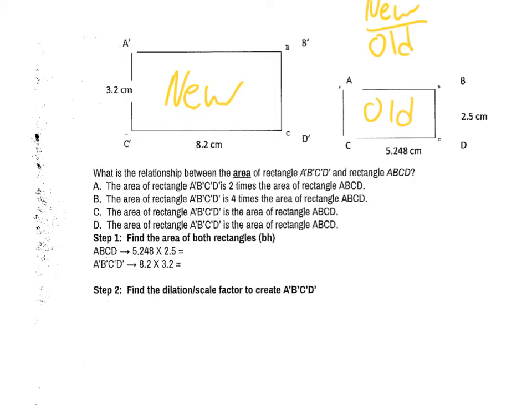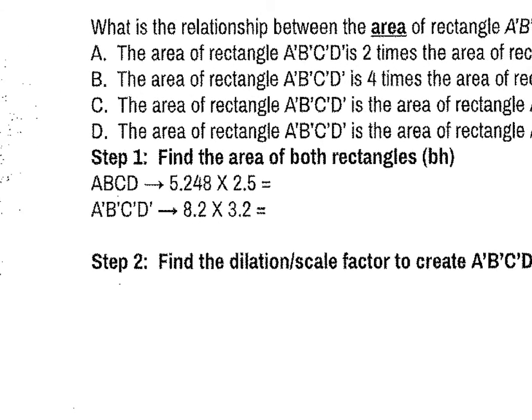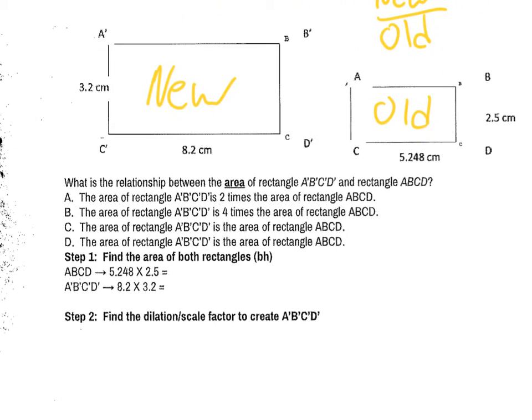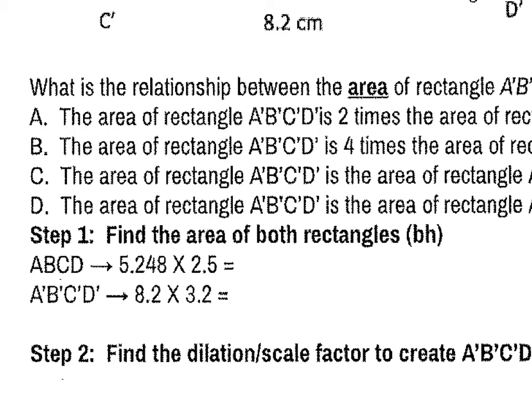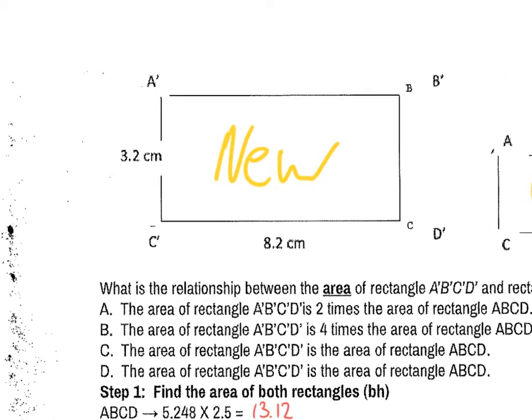So what we've got to do is find the area first. So let's find the area on the new one. In order to do that, you can look down here, it kind of gives you the steps. What you do is you take ABCD, that's this one over here, and you're going to multiply the two sides to find the area because you're doing base times height. So you're going to take 5.248 times 2.5. That area is going to be 13.2. Oh, I'm sorry, 13.12.